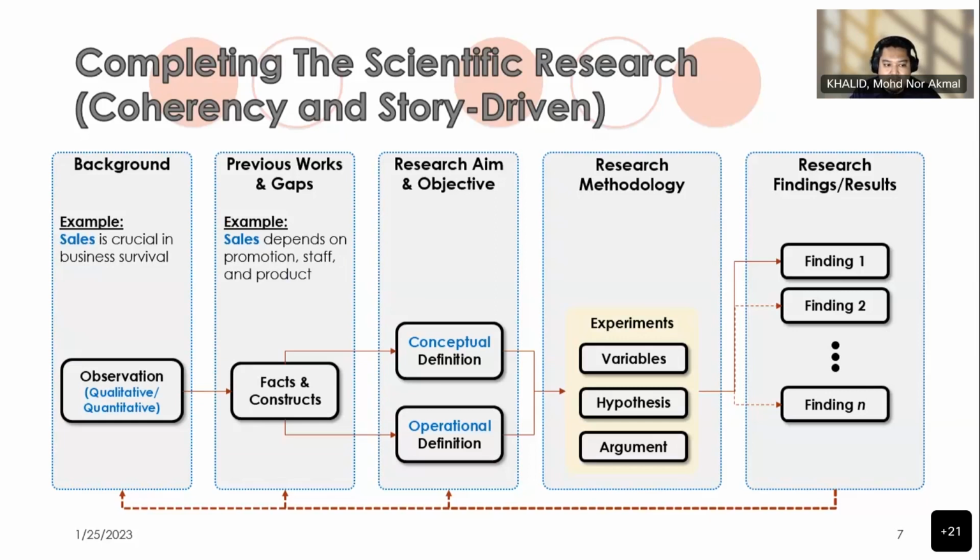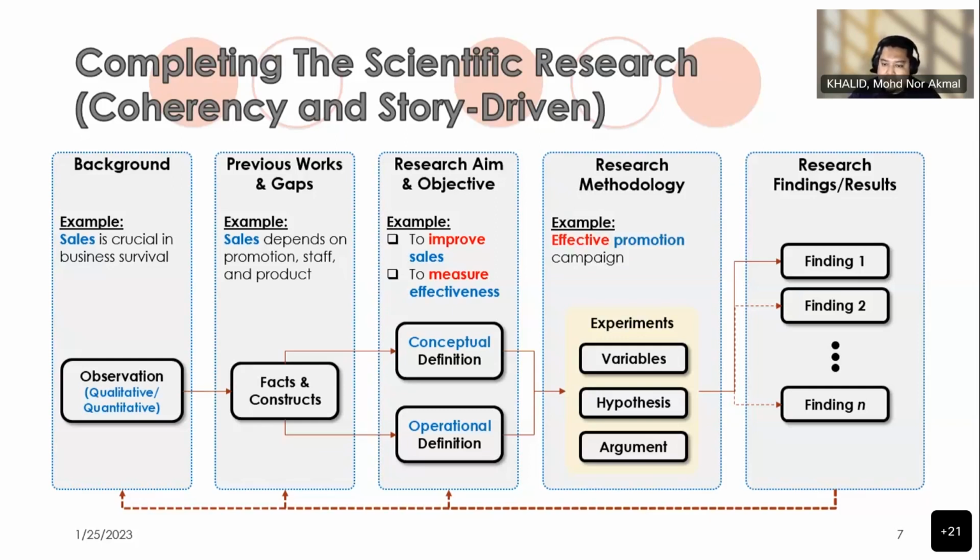For this example, let's say sales are crucial in business survival. These are some of the background, or maybe some observations that you can see. But some sales depend on promotion, staff, and product. So how can we improve this? Let's say improve the sale, or measure the effectiveness of the sale, for example. And then what methodology can we use? One effective way is to produce an effective promotion campaign, for example.